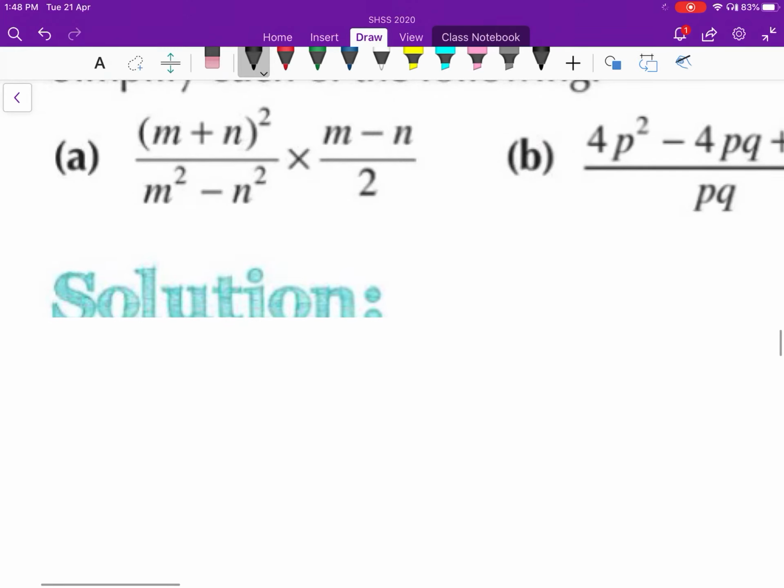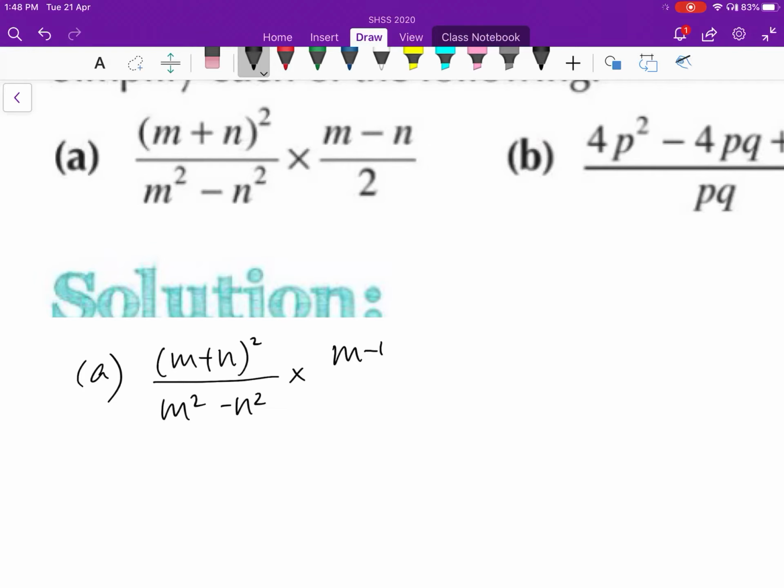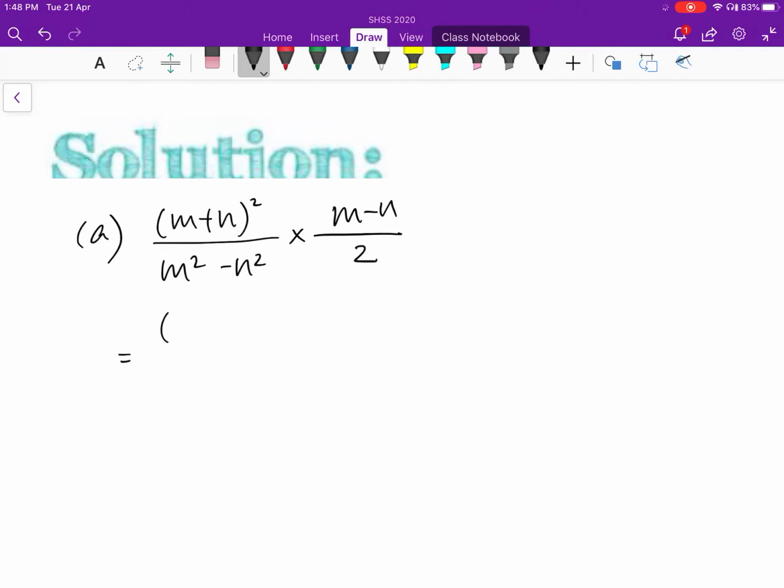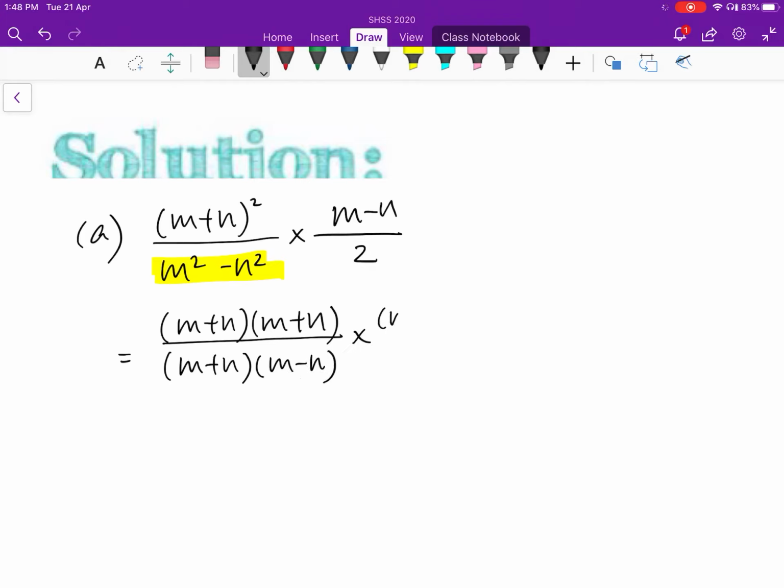Let's take a look at part A and let's try to solve part A. Part A is m plus n squared over m squared minus n squared, times m minus n over 2. Okay, m plus n squared is m plus n multiplied by m plus n. Over, now we have to factorize m squared minus n squared. If you recap properly, m squared minus n squared is m plus n, m minus n.